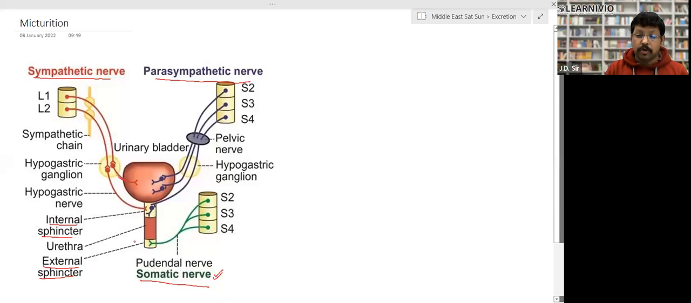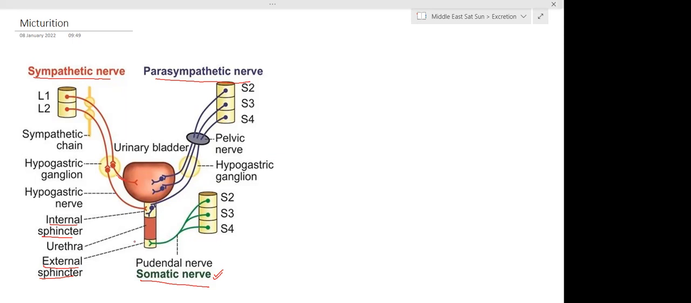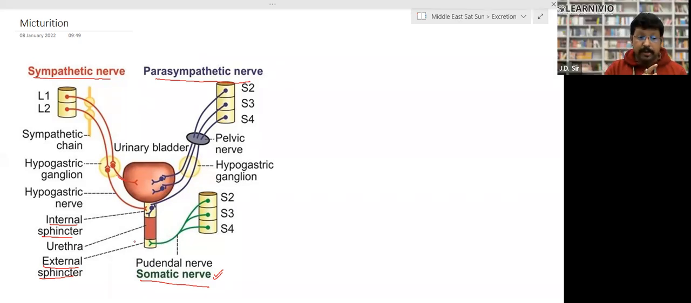If you want to hold the urine for the next 15 minutes, 30 minutes, or 1 hour, then it's okay. But beyond 1 hour, nobody can control. After a limit, the somatic nerve will say, sorry, I'm not going to control it. Then it will open the external sphincter and urine will pass out from your urinary duct, right? Is it clear to you or not? Clear? Yes, sir. So the urination process is partially uncontrolled, partially controlled.